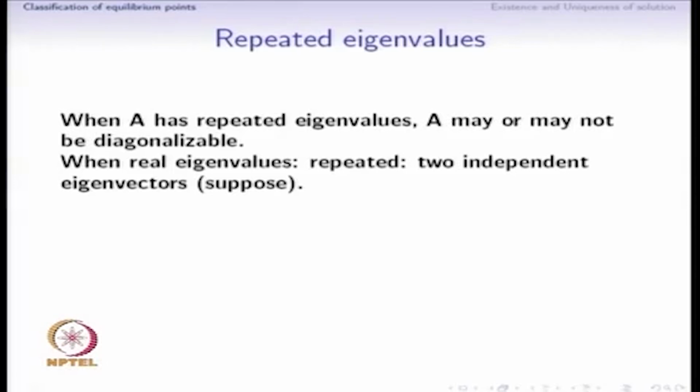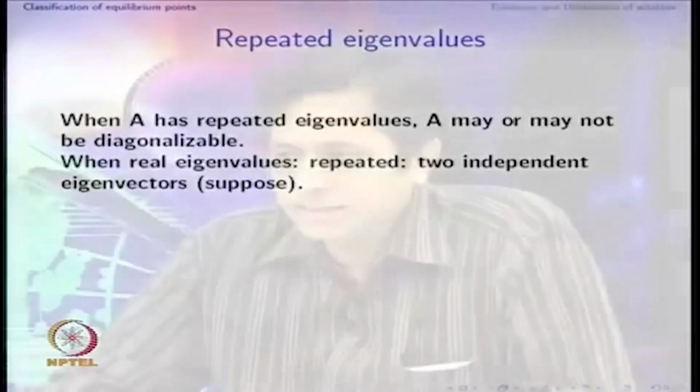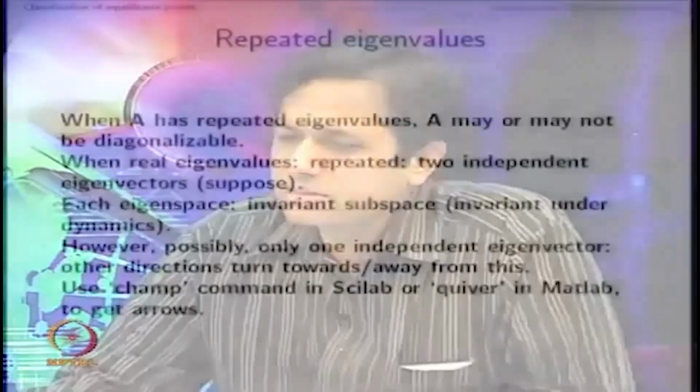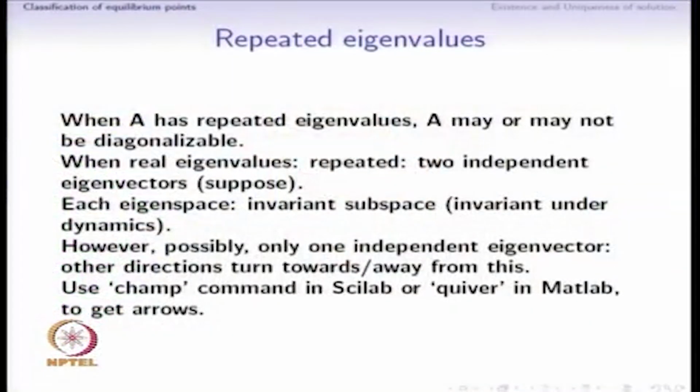So, when the eigenvalues are repeated, then they have to be real for the case that A is a 2 by 2 matrix. If the matrix A is diagonalizable, then we have two independent eigenvectors. Then each eigenspace is an invariant subspace. Invariant meaning it is invariant under the dynamics of the system.